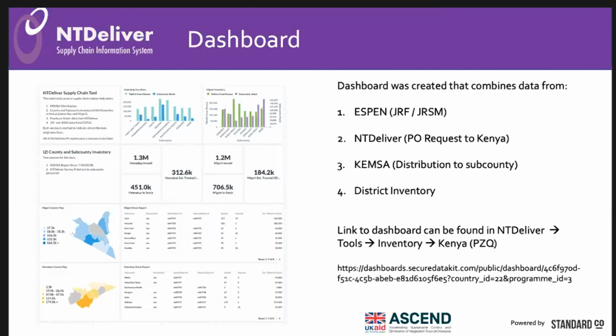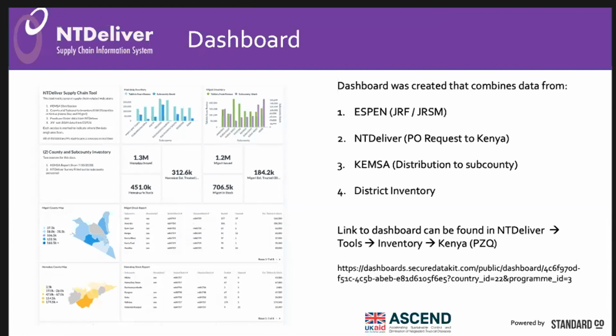It uses the ESPEN APIs to get JRF and JRSM data. It uses APIs from NT-Deliver to understand how many tablets were actually sent to Kenya. It leverages data import tools from KEMSA, which is the distribution authority in Kenya, to pull in how much was shipped once it reached Kenya, and how much was distributed to the district. And last but not least, the data actually collected from the districts themselves.